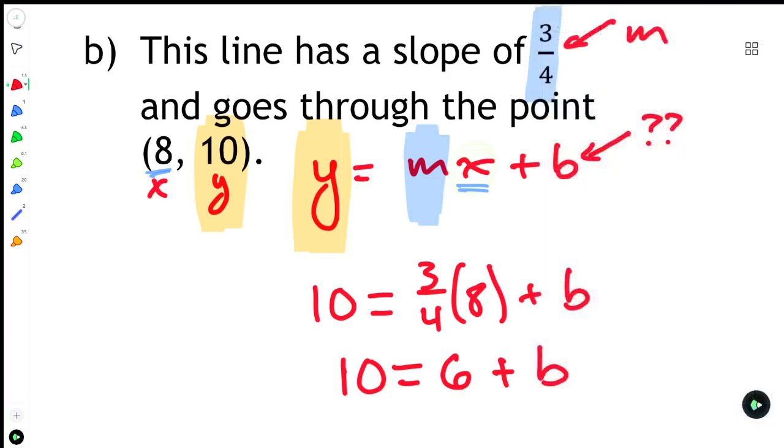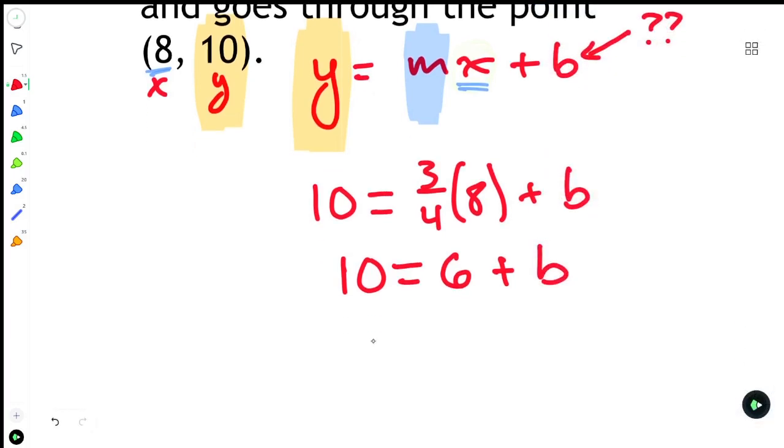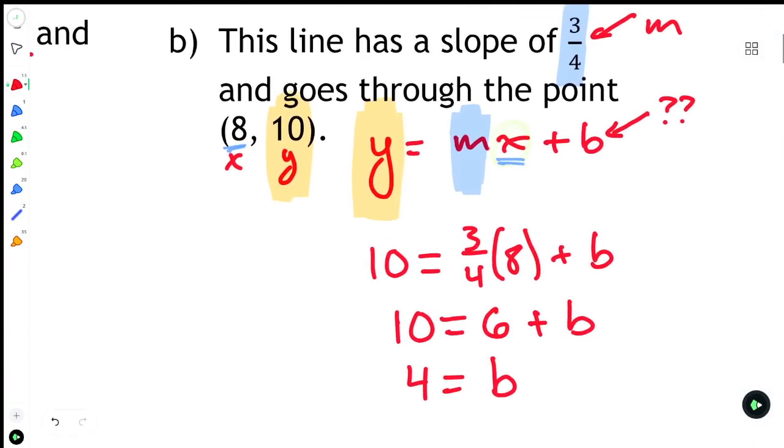No problems with that. So I know subtracting 6 from both sides, right? 10 minus 6 is 4. And on this side, when I subtract 6, I'm going to get b. So I have the two pieces of information I need to write the equation of this line. I know the slope is 3/4, and I know the y-intercept is 4. So the equation is y is equal to 3/4 times x, and then plus the number 4.